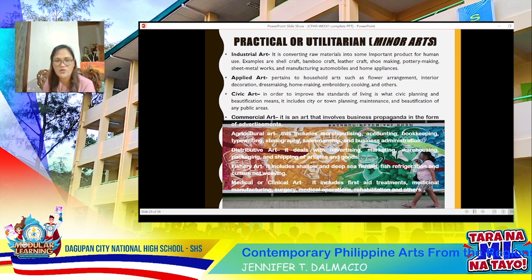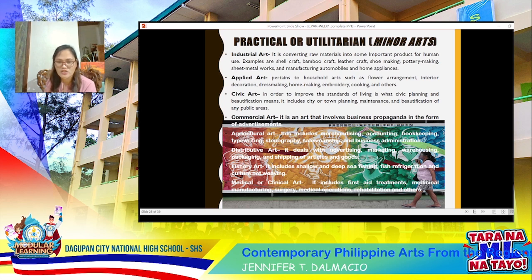Civic art, in order to improve the standards of living, is what civic planning and beautification means. It includes city or town planning, maintenance, and beautification of any public areas. Next is commercial art, which is an art that involves business propaganda in the form of advertisements. We also have agricultural art.